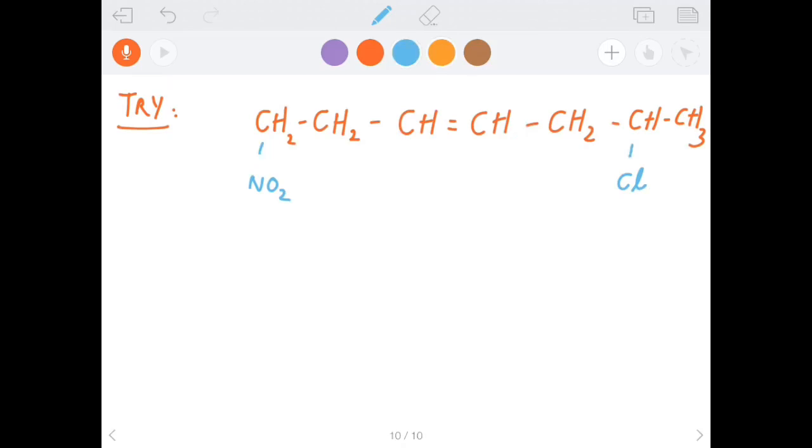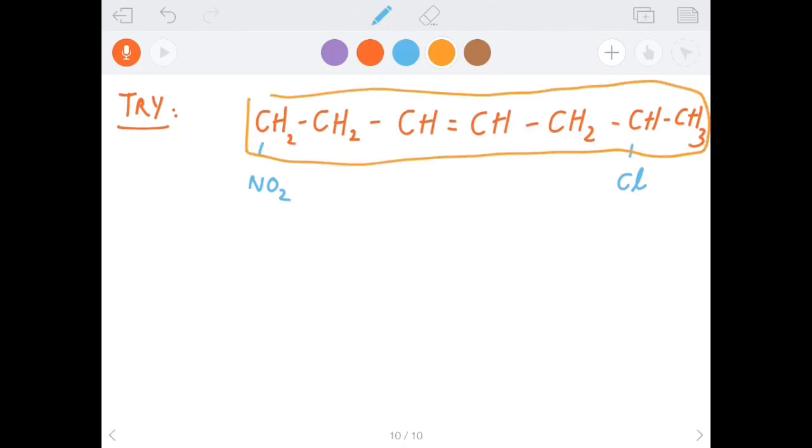Let us start numbering the carbon atoms after identifying the chain. We notice that that happens to be my longest chain. I have to number it such that the double bond gets the smallest number. So let me start numbering it appropriately. I'm going to start with 1, 2, 3, 4, 5, 6, 7. I notice that the double bond lies between 3 and 4 and the smaller number between 3 and 4 is going to be 3.